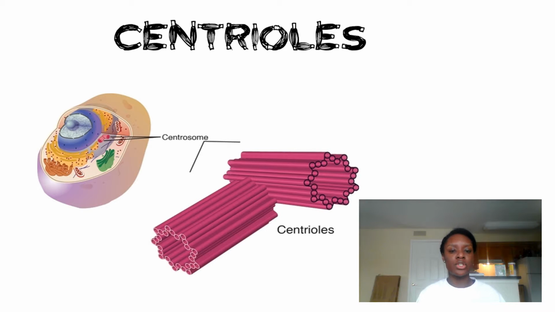Centrioles are protein strand microtubules. They are made of 9 triplets of microtubules in the shape of a cylinder. They make the centrosome, cilia, and flagellum.